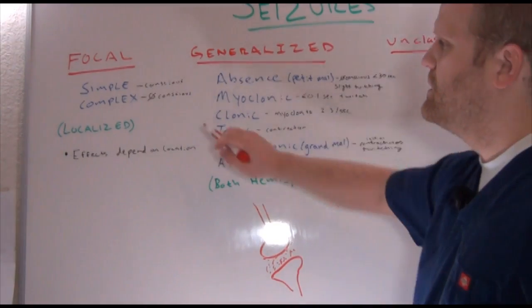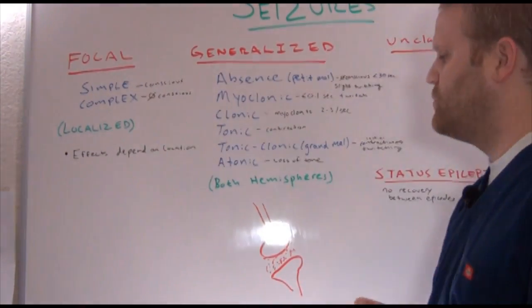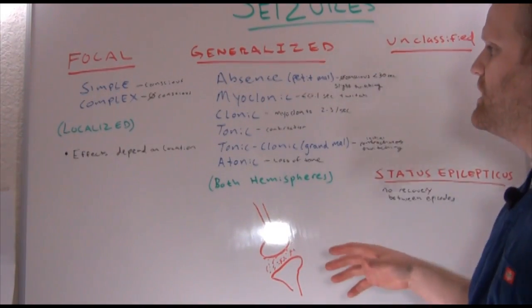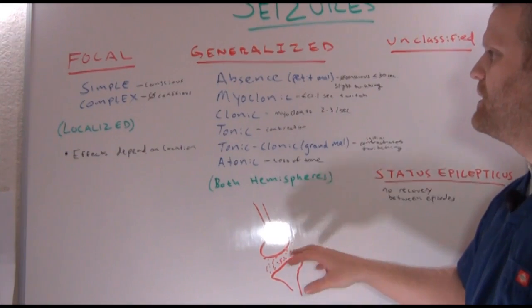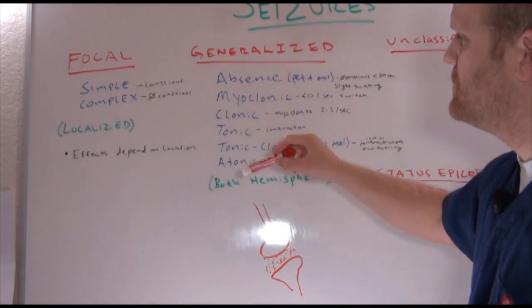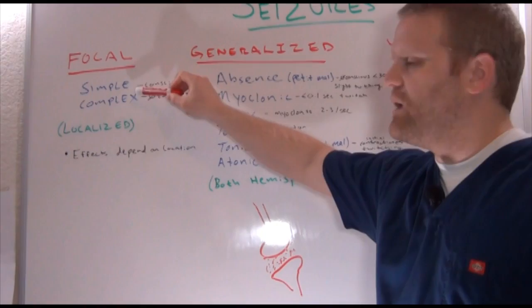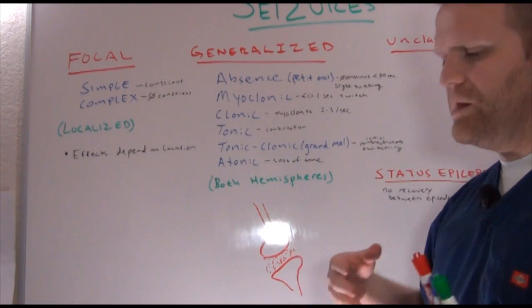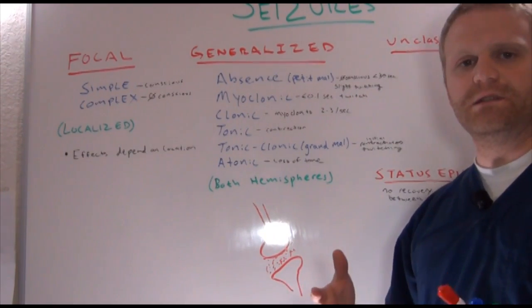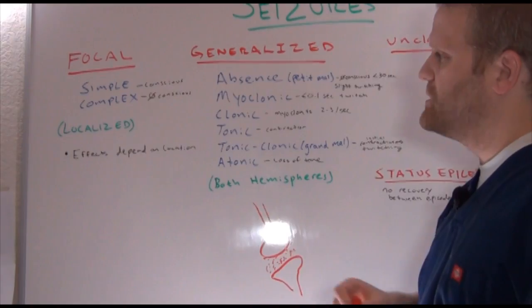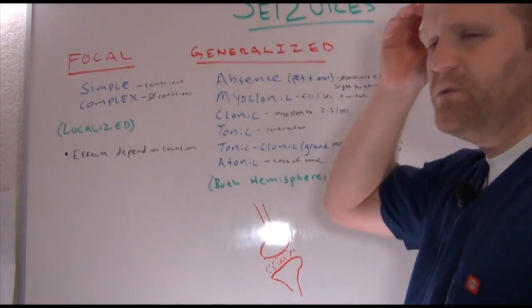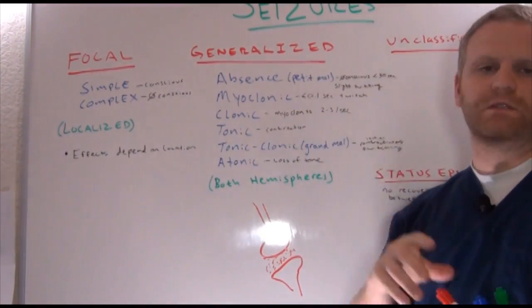Okay, so again, with focal, it's localized. It's one specific area in the brain on one hemisphere, in one location, where we're having this excitement. And there's 2 different kinds of focal seizures. You have simple and you have complex. With a simple seizure, the patient will remain conscious, whereas with a complex seizure, they may lose consciousness during that. But it's still within a very specific location within the brain.